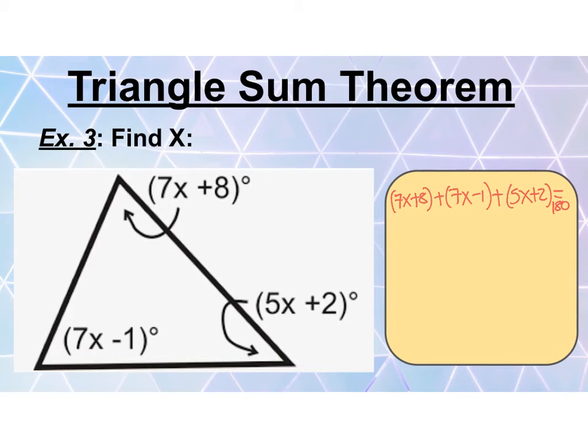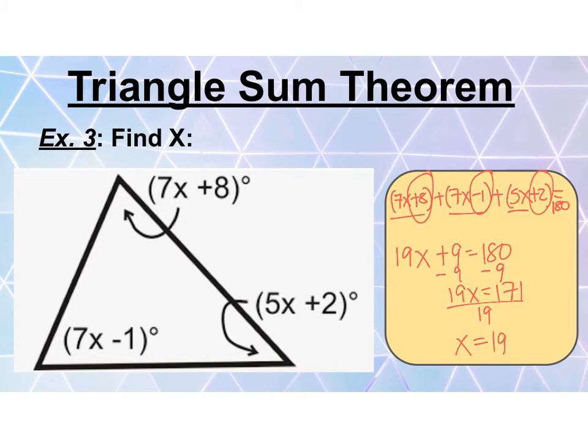From here, we're going to combine like terms. So I have 7x, 7x, 5x. So that's going to be 19x. I have 8 minus 1 is 7, plus 2 is 9, equals 180. I'm going to subtract 9 from both sides, and I get 171. I'm going to divide by 19, and I get x to be 9.